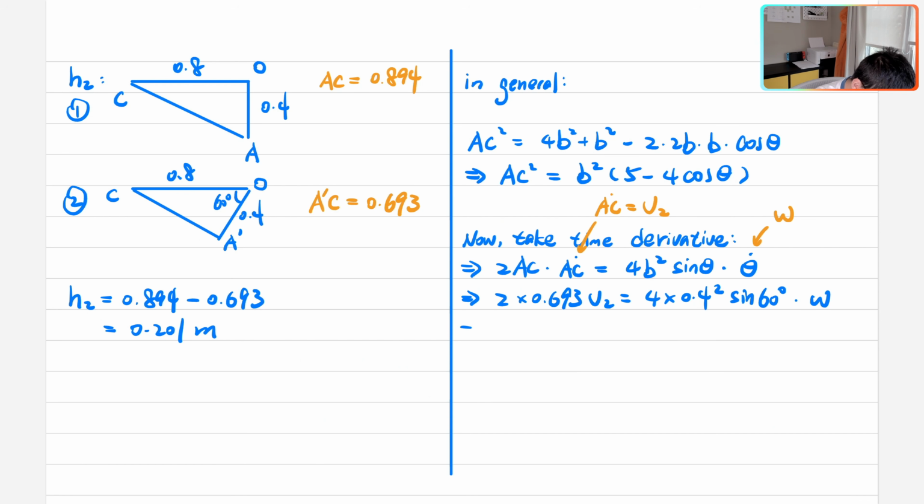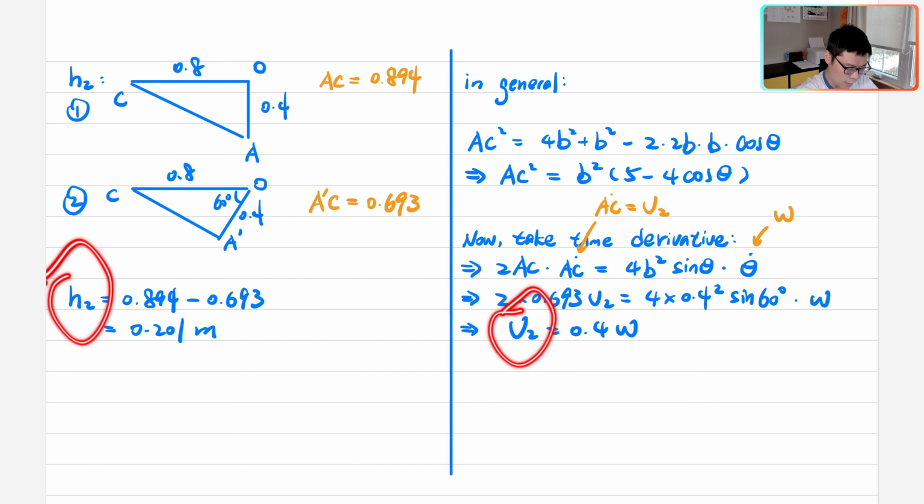So tidy up here. V2 equals 0.4 omega. Okay, great. We got one more relationship, the velocity and omega, right? Which kind of makes sense. You should have a relationship between the velocity the weight is changing and the omega of the bar. Now that we found H2, V, and omega, the last one is H1.